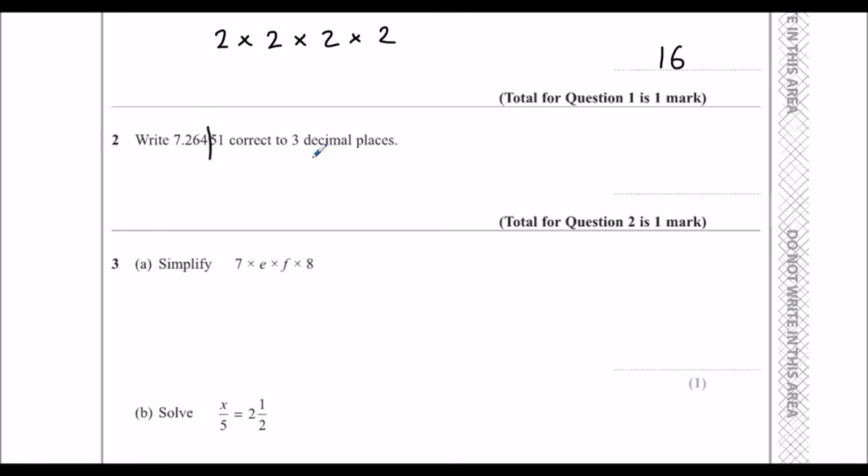And if the number after the line is below 5, I leave it as it is. If it's 5 or above, I'm going to round up. I'm going to kick up the number before the line. So I've got 5 or above, so I'm going to kick up the number before the line. So it's a 4, so it's going to go up to a 5. So that's 7.265.